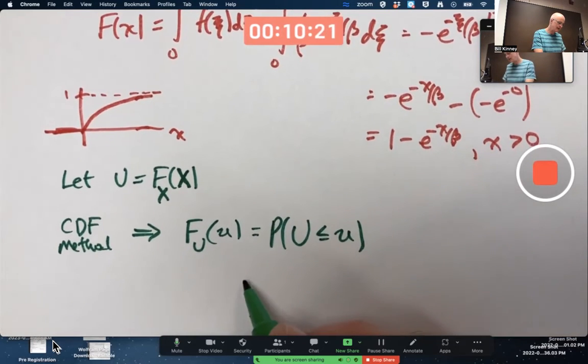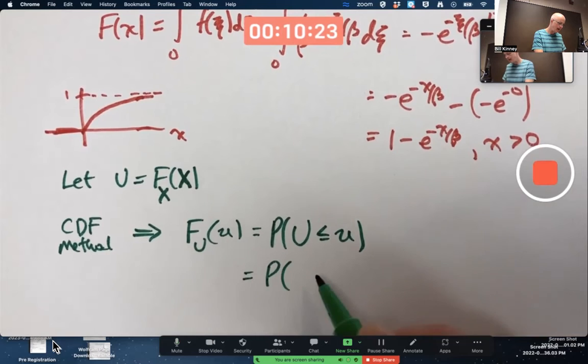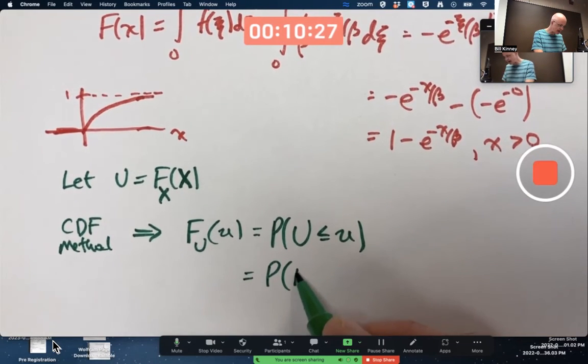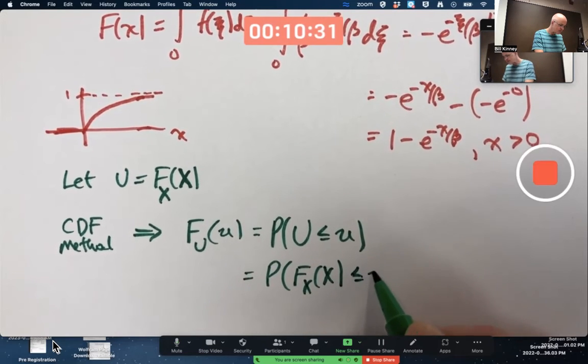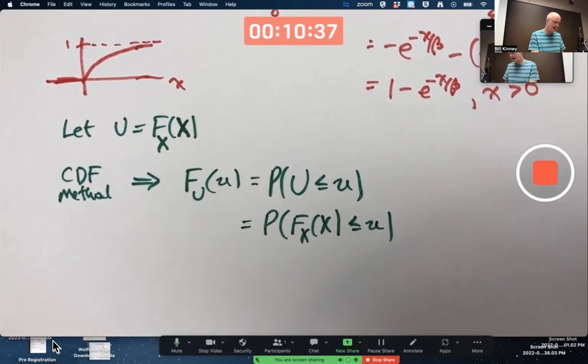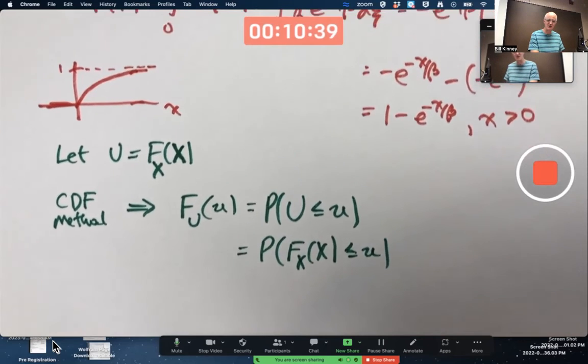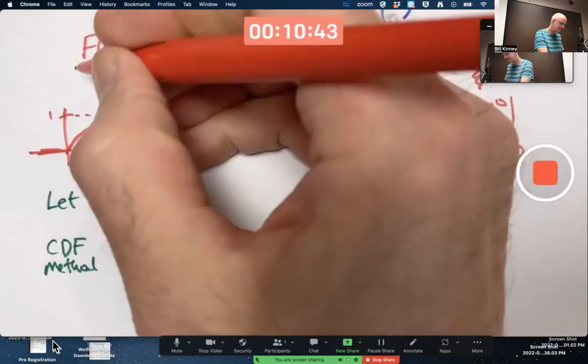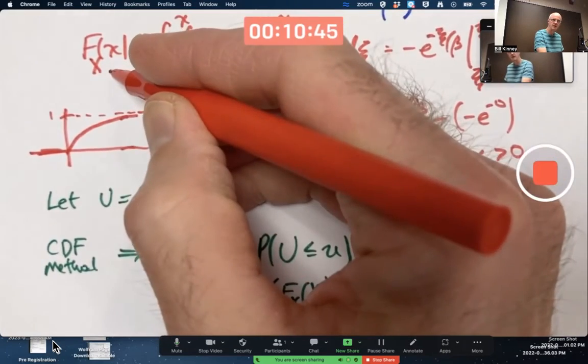Okay, what should I do with this? Well, use the fact that capital U is a transformed version of capital X. Okay, great. Maybe I should use the formula for capital F sub capital X. I didn't put a subscript up here, but now I'm doing so.